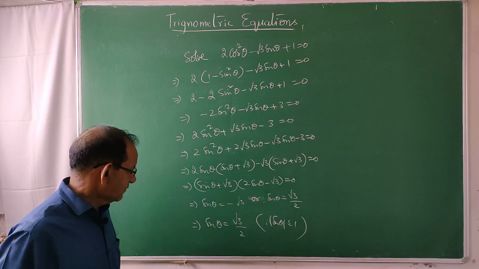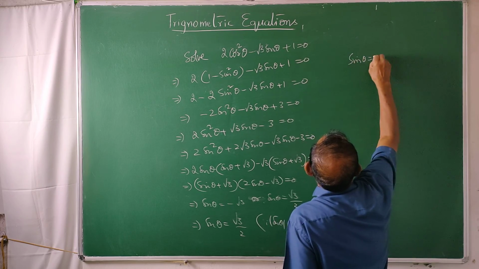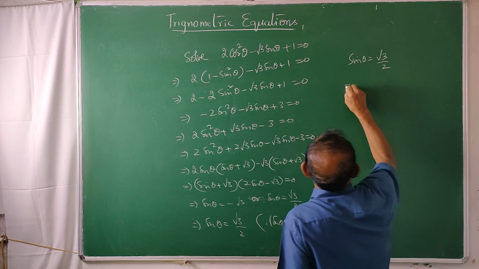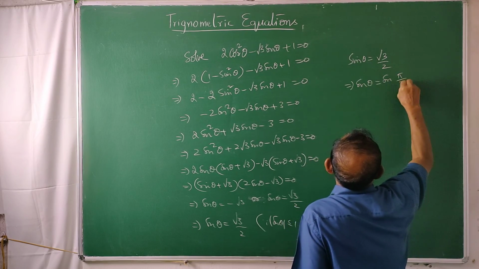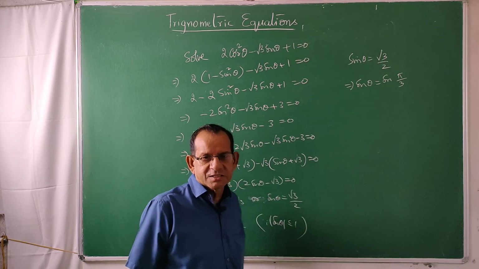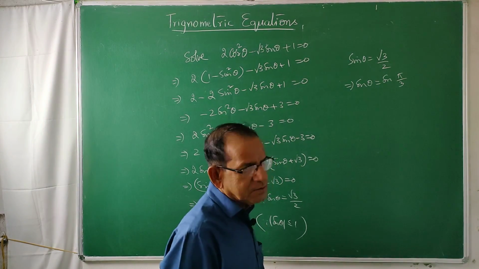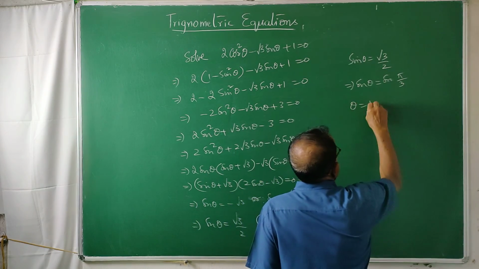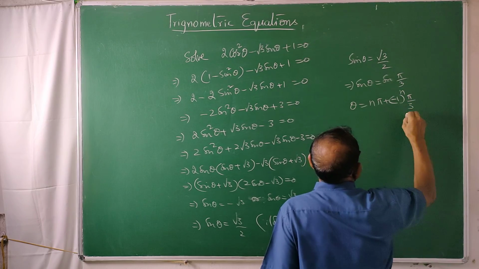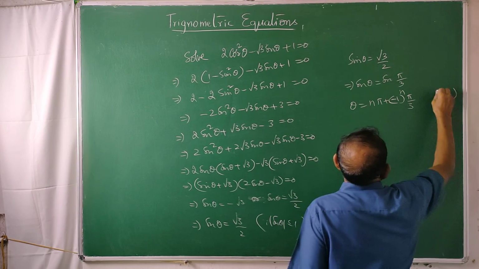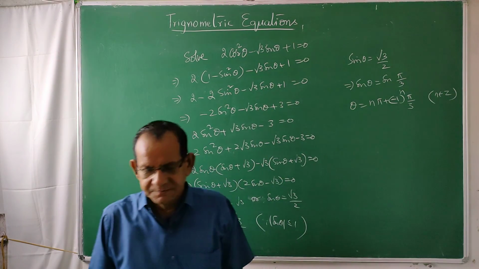Now we have to take sin theta is equal to root 3 by 2. Sin theta is equal to root 3 by 2 implies sin theta is equal to sin 60 degrees. Principal value is 60 degrees here. Now sin theta is equal to sin alpha means theta is equal to n pi plus minus 1 whole power n into alpha, that is pi by 3. N belongs to Z, n is any integer. So this is the general solution for this given equation.